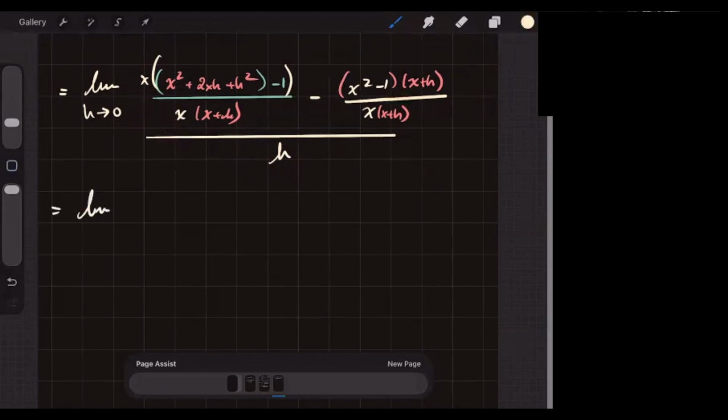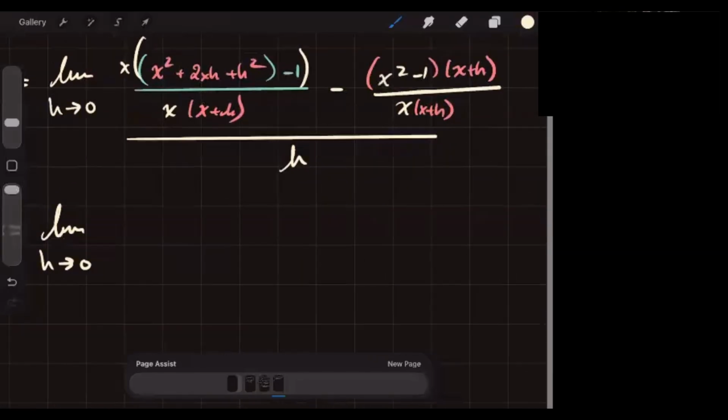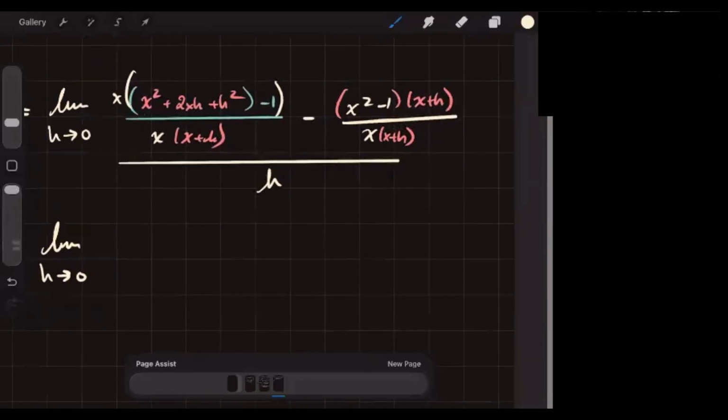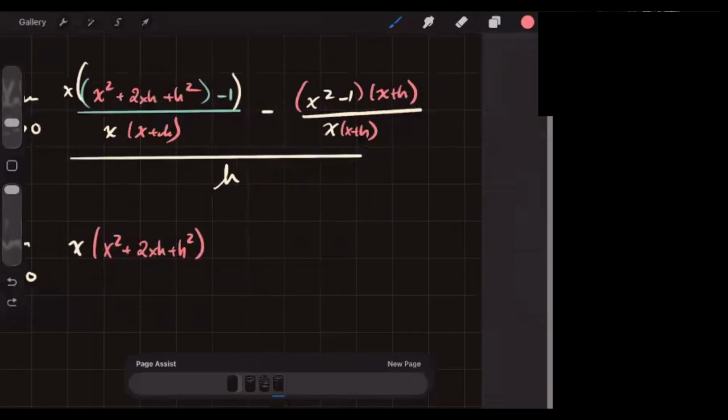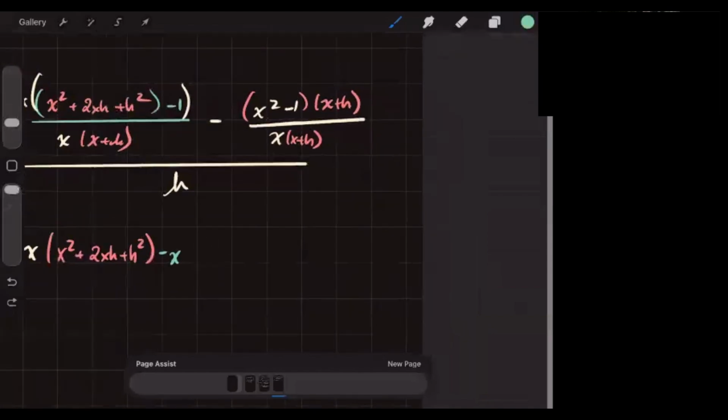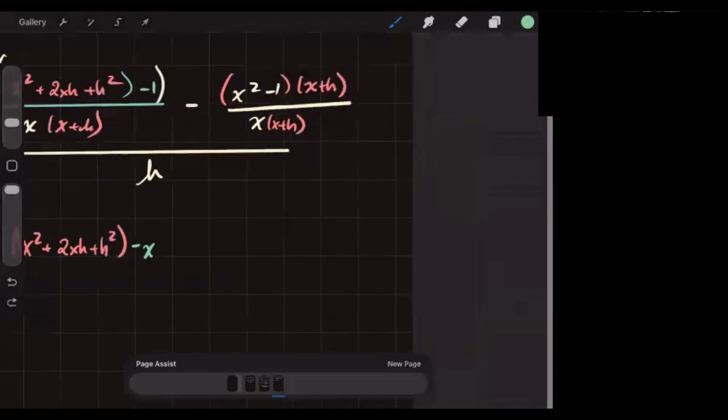And this is going to equal the limit as h approaches 0 of, okay, this is going to be dicey, but it's going to be okay. I'm going to write this out first. x, parentheses, x squared plus 2xh plus h squared. Don't forget, this distributes this way. Minus x, you see? Okay, again, this negative sign is part of the rent. So make sure to distribute the negative sign, okay?